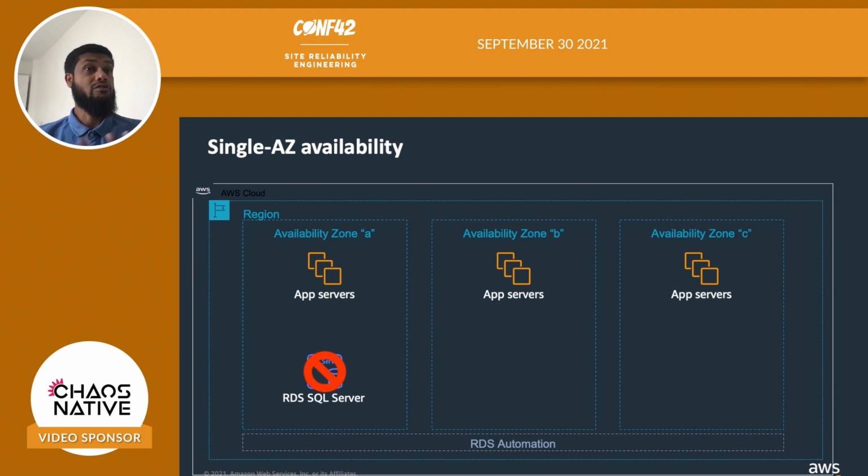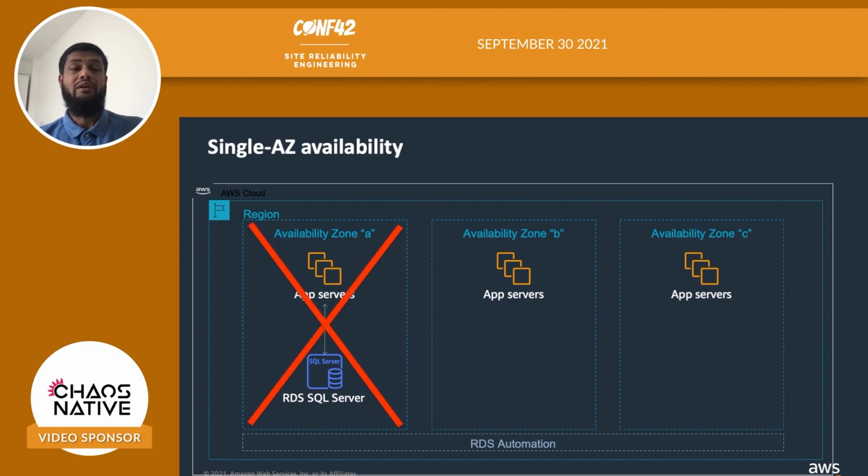What if your SQL Server instance goes down? We have things like health monitoring and self-recovery capabilities in a single AZ deployment that will self-heal the instance itself. It comes back on and starts working. But what if your entire AZ goes down? And this is where the problem is. You have a single point of failure. Your application sitting in AZ B and C can't work anymore because you lost the SQL Server sitting in AZ A, not just the instance. The entire AZ has gone down.